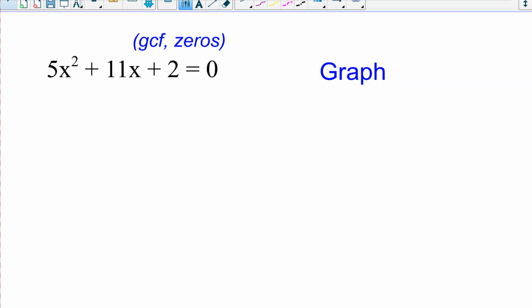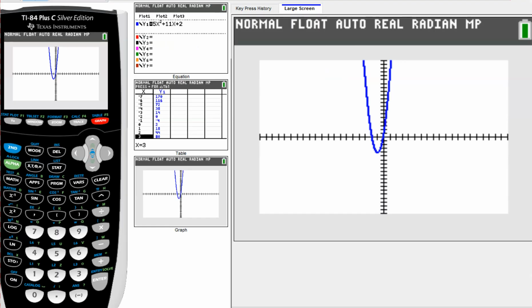And this one here is a trinomial. There's no GCF, so we're going to look for the zeros on this one. Go ahead and pause the video for a second and put this in your calculator and get the graph on your calculator, and then take a look at your table just to see if you can see any of those zeros. Okay, so here's the graph of mine.